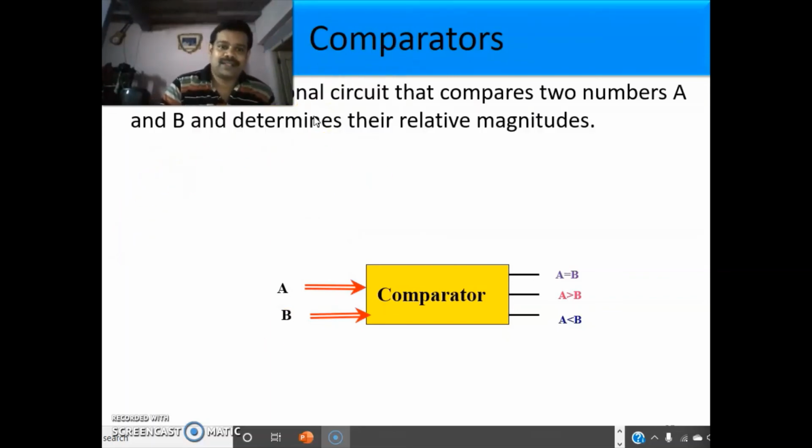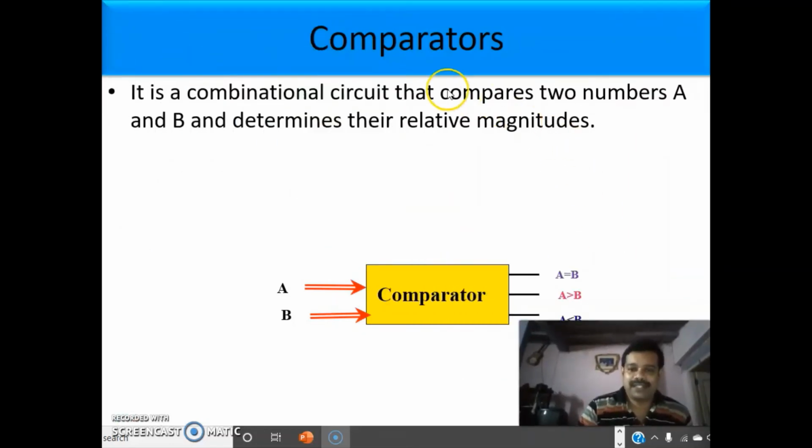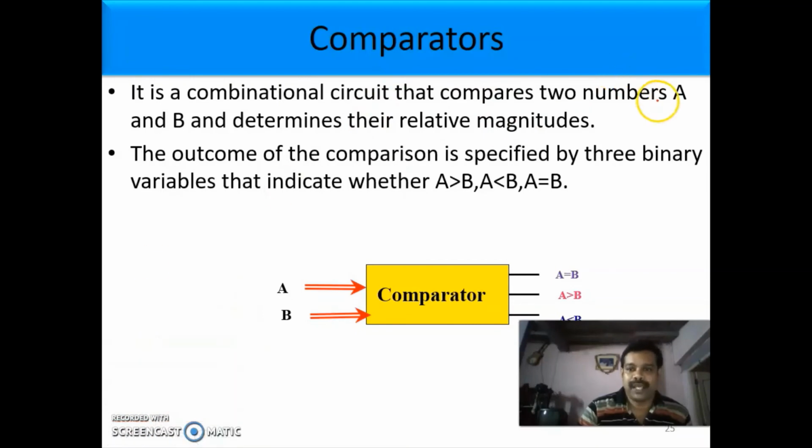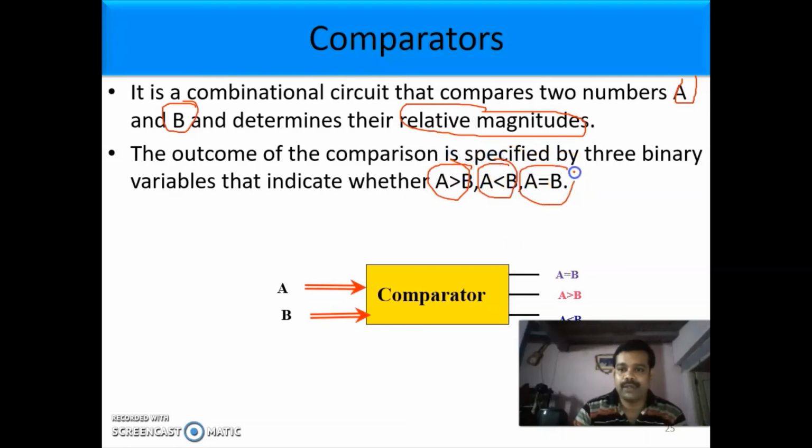So what is a comparator? It is a combinational circuit. This comparator is a combinational circuit that compares two numbers. What it will be doing is comparing two numbers A and B and determining their relative magnitude. The outcome of the comparison is specified by three binary variables, that is A greater than B, A less than B and A equal to B.